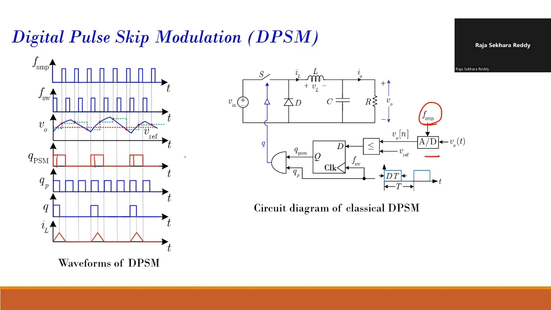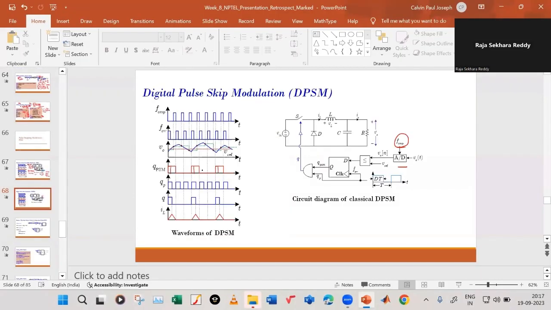Yeah, because then only the Q will be varied. Otherwise, if QPSM is always high, then Q will be equal to QP. Yes, Q is equal to QP. So what I'm saying is when this QPSM is greater than QP, then always Q will be equal to QP, because we are ANDing. Okay, and actually, one minute. I made an error over here.